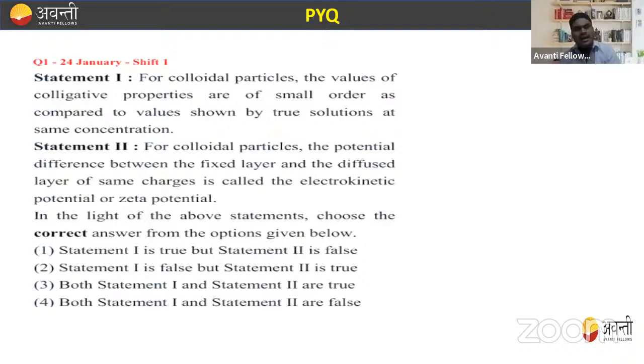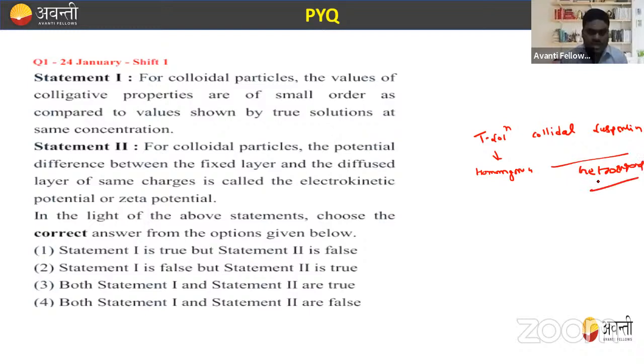Now, let me tell one thing. If you're talking about solutions, there are three types basically, right? One is known as true solution, one is known as colloidal solution, and similarly, one is known as suspension, right? Okay, so a true solution is basically a homogeneous mixture of two components. And the suspension is a heterogeneous mixture, okay, between the solute and solvent, right? So this is homogeneous and that is heterogeneous.